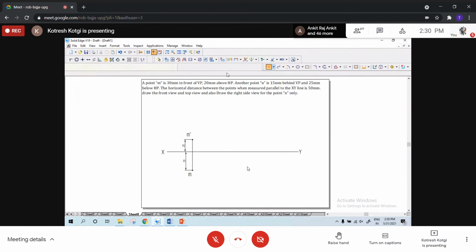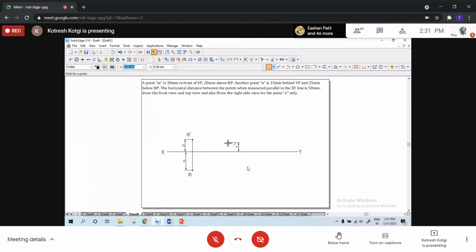Now what I'll do, I'll just fix the point. Okay, now I have fixed the point. Now I'll fix the dimension. Now you see. What is the distance from VP? 15, right? 15. Now I have fixed 15. Then I will draw the vertical projection line. Now I'll just fix the point again.